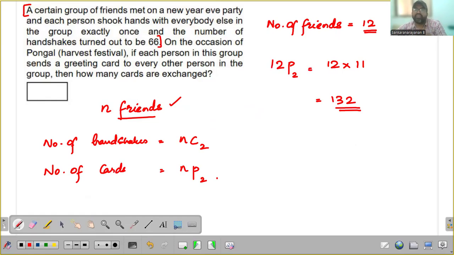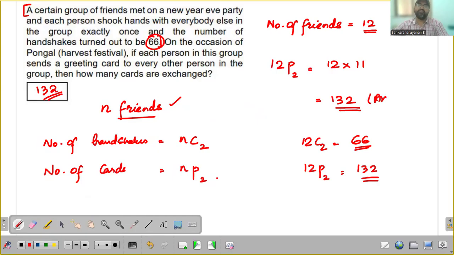So either way around, the first objective is to find out the value of n, the number of friends. I got it as 12. So you can see that 12C2 is equal to 66. It tallies with what is given in the question. Just now we found 12P2 is equal to 132. So the total number of cards that got exchanged is 132, and that is my final answer. Okay, fine. So take notes, please. Let's go to the next question.